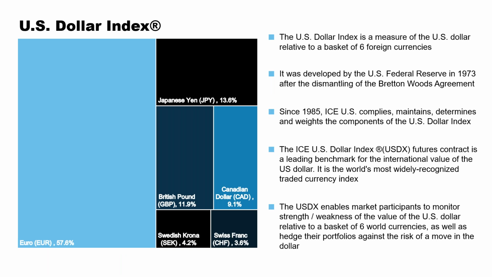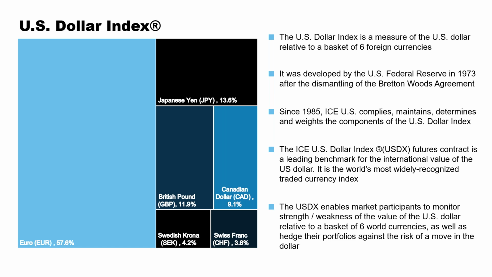My next slide is really to talk about the history and the formation of the US dollar index, what it is. The US dollar index is the measure of the US dollar relative to a basket of 6 foreign currencies. Which are the 6 foreign currencies? The biggest being the euro at 57%. Second, the Japanese yen at 13.6%, followed by the British pound at 11.9%, the Canadian dollar at about 9%, and followed by the Swedish krona and the Swiss franc.